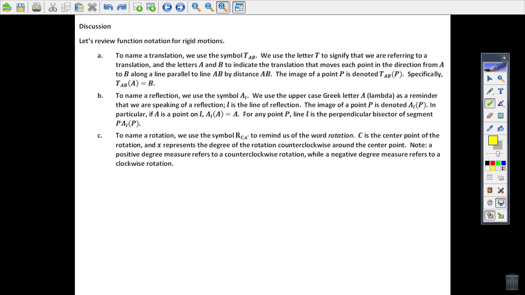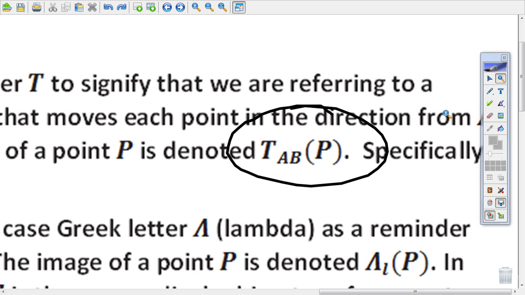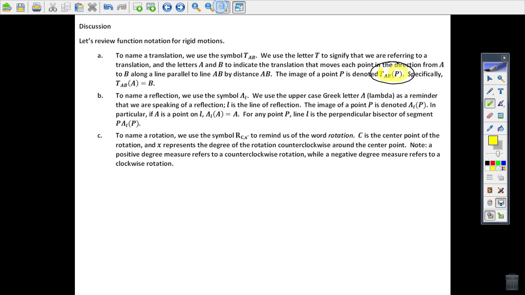So the image of the point, then, is denoted as T of AB, and then notice in parentheses there, I have P written there. So the T indicates translation, the AB represents the vector I'm going to apply to it to move it around, and then P represents the result. P is what I'm going to apply the vector to.